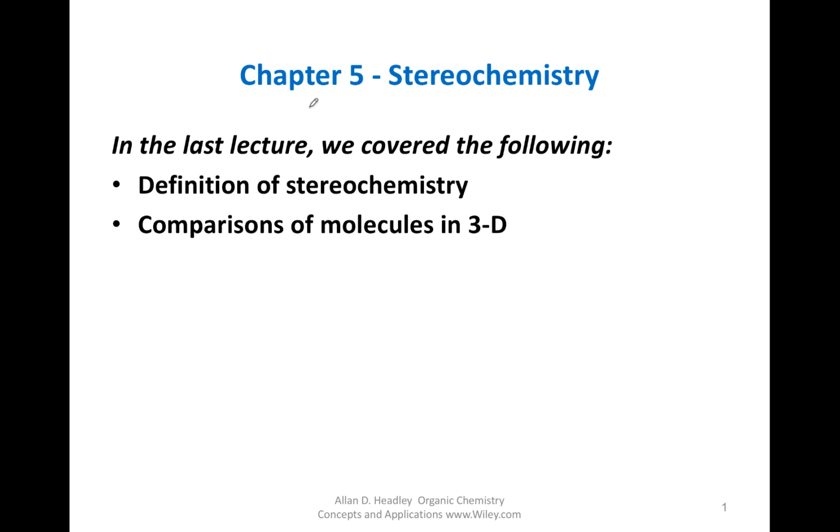In the second lecture of Chapter 5, Stereochemistry, we will cover some new concepts, but before we do, let us do a quick review. Last lecture we looked at the definition of stereochemistry, which is basically the orientation of atoms in three-dimensional space. And of course we had a special type of stereoisomer that's called enantiomers. And next we looked at the comparison of molecules in 3D.